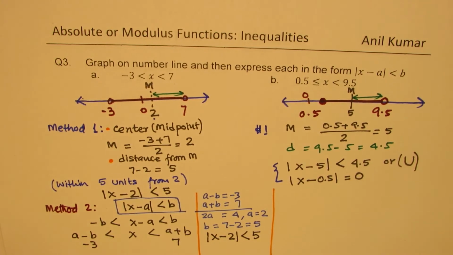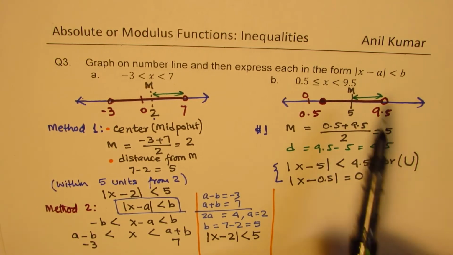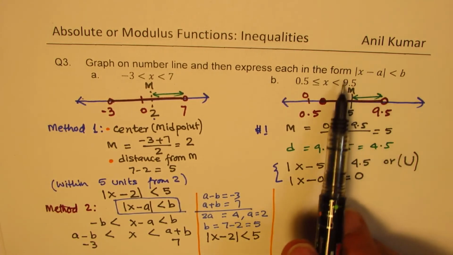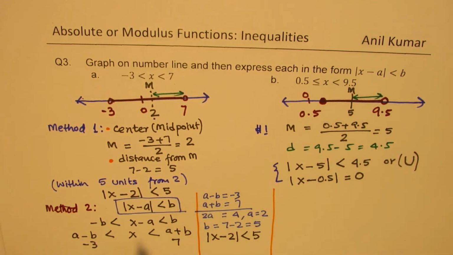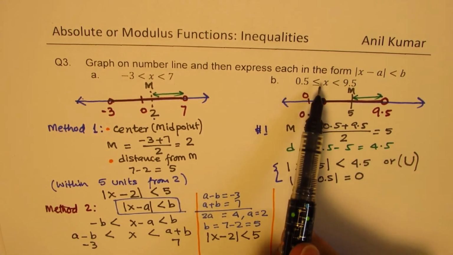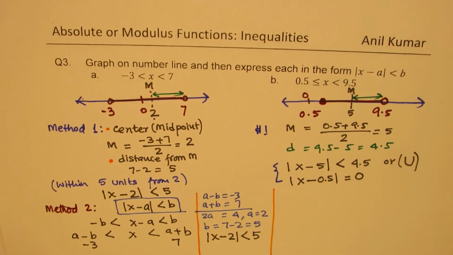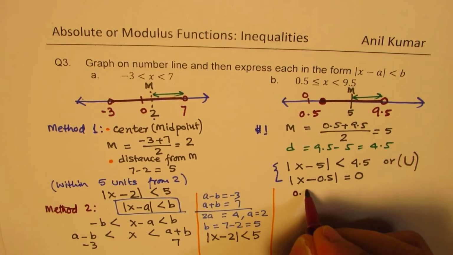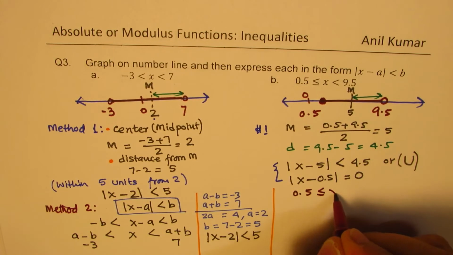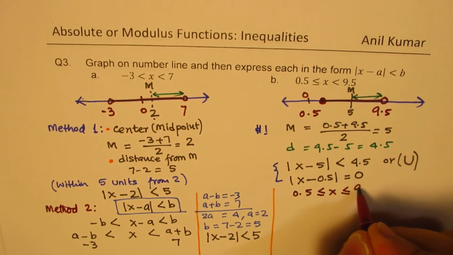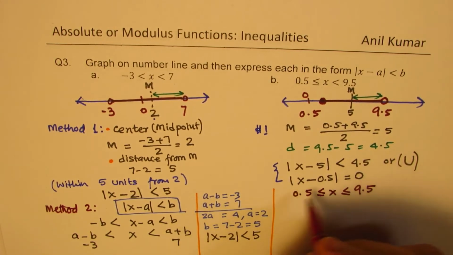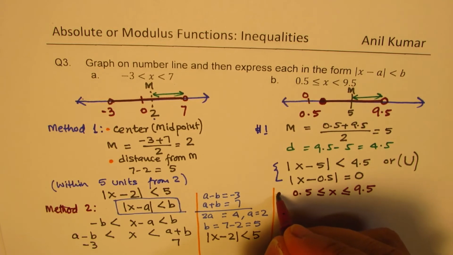So once we understand that the inequality, which is kind of like this, can be written as this. Do you get an idea? Correct? Now what I will do here is, we'll not get into this complication. I'll change the question and rewrite it as 0.5 less than or equal to x less than or equal to 9.5. So let me call this C.